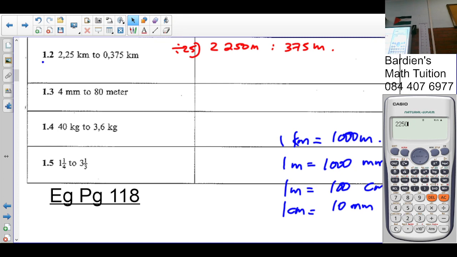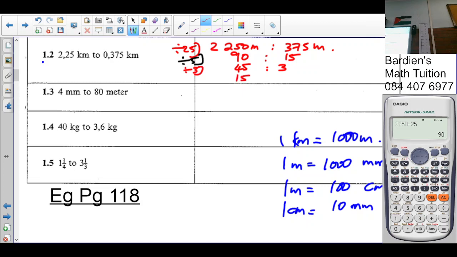So 2250 divided by 25 gives you 90 is to 15. Is that in the simplest form? No. What number goes into 90 and into 15 without remainder? 15. Or somebody else called 5. So 5 goes into 90 how many times? 45. And 5 goes into 15? 3 times. Then 3 goes into 45?